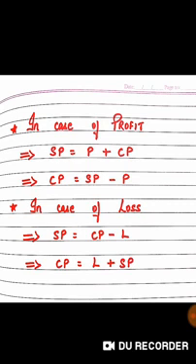So in case you want to find out selling price and cost price, you will apply the formula for profit. Selling price will be equal to profit plus cost price, and cost price will be equal to selling price minus profit. Whereas in the case of loss, selling price will be equal to cost price minus loss, and cost price will be equal to loss plus selling price.